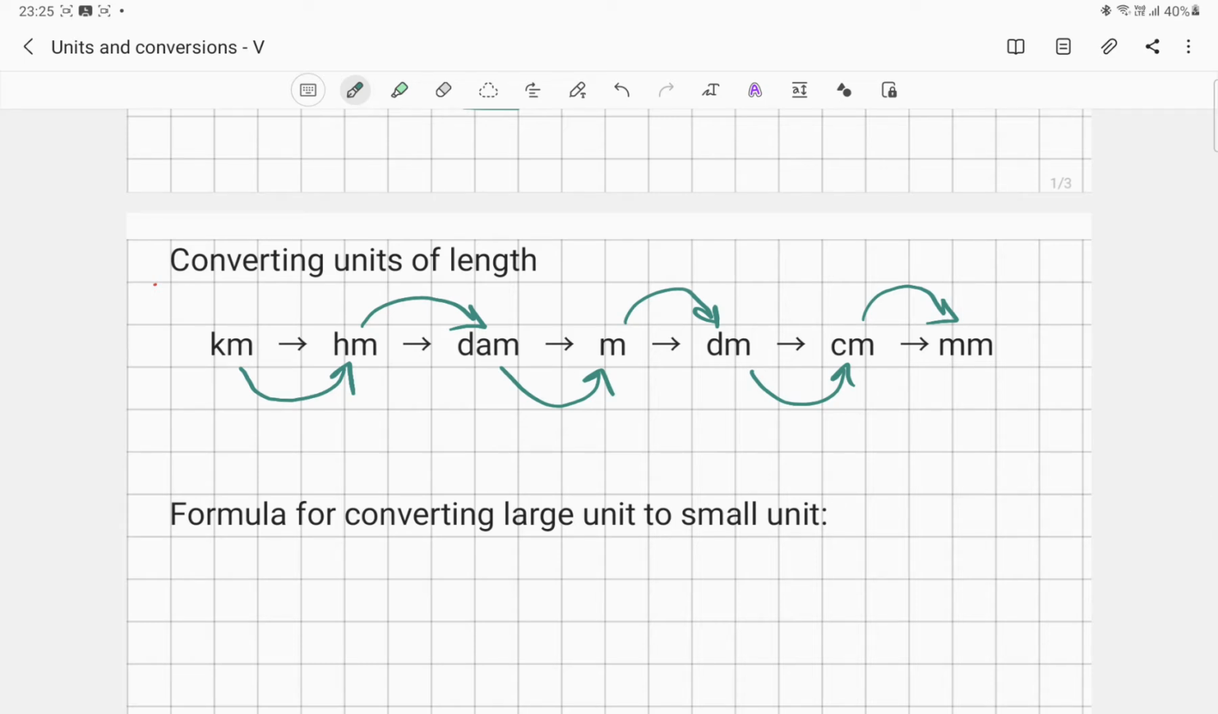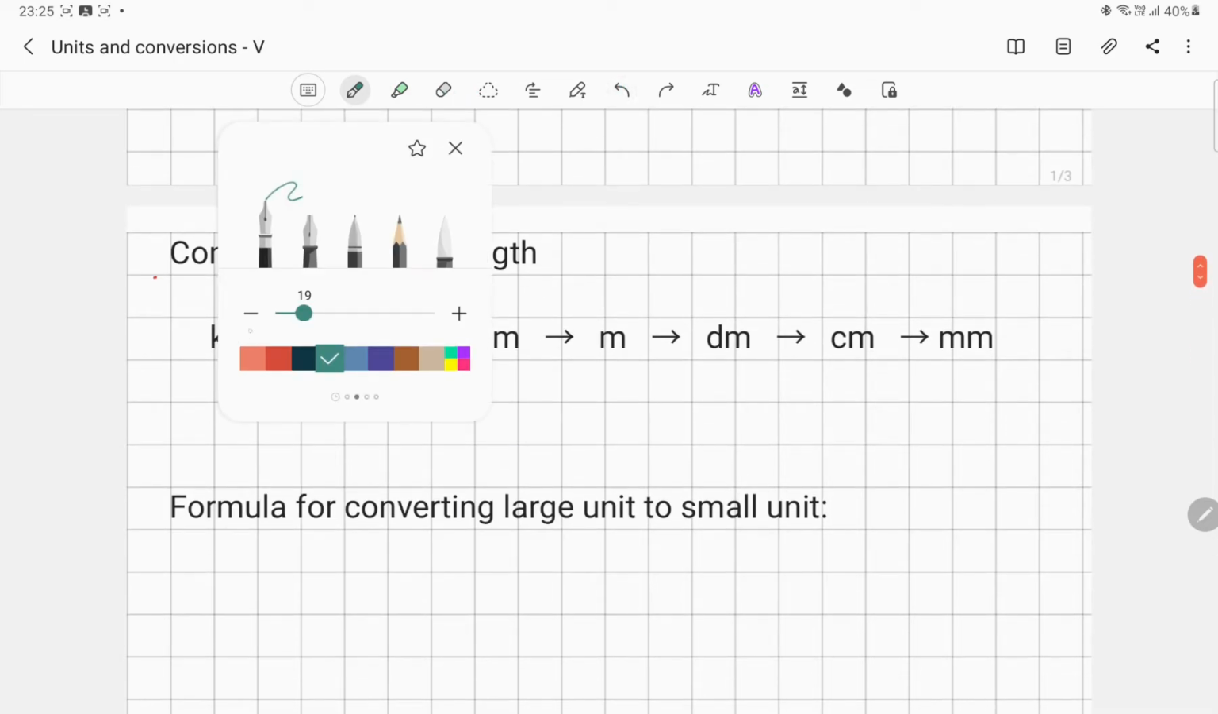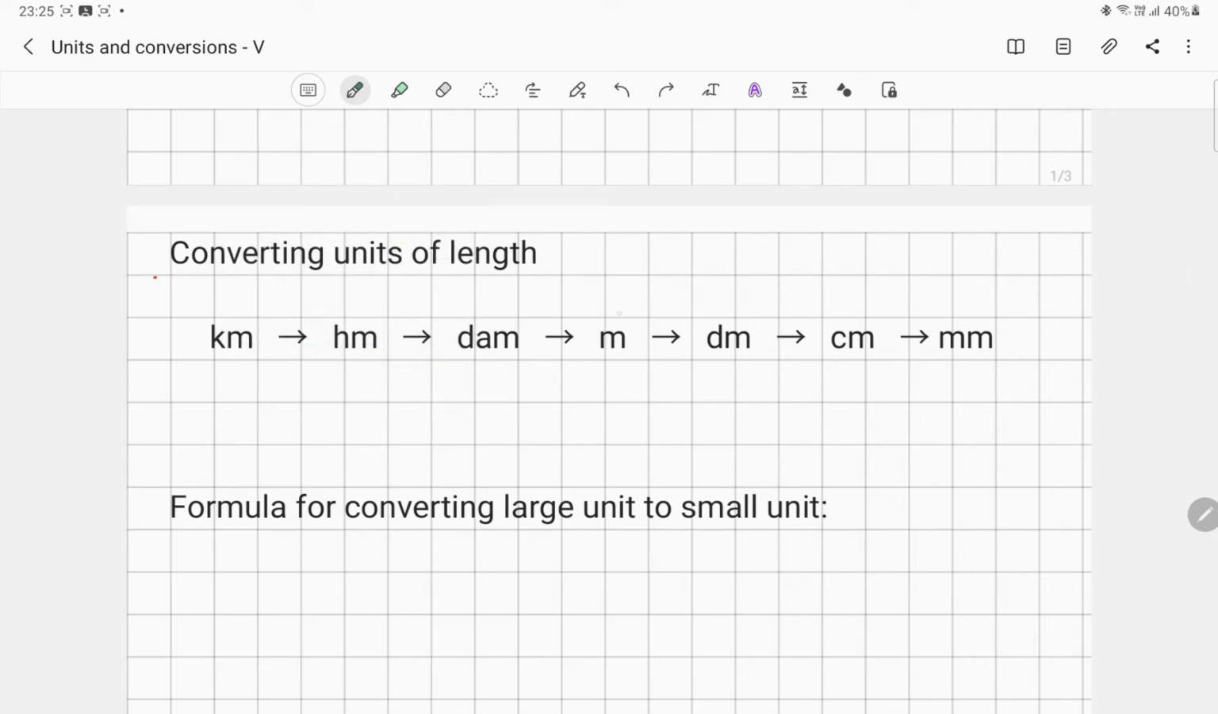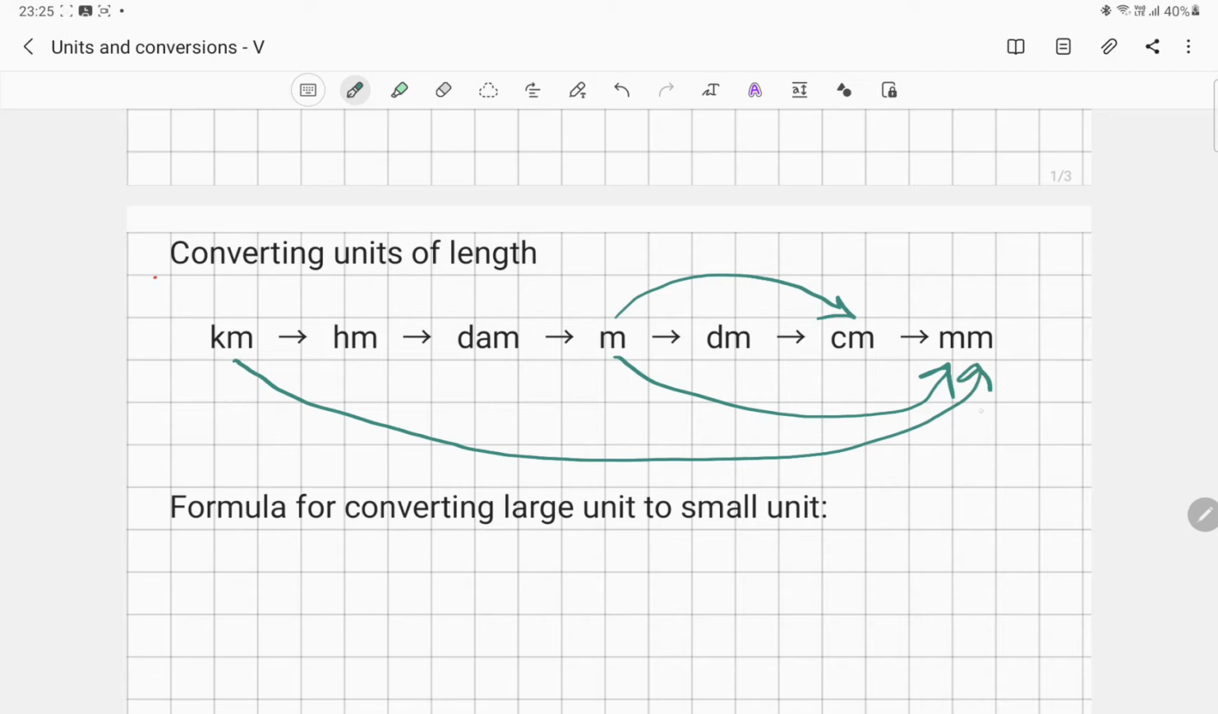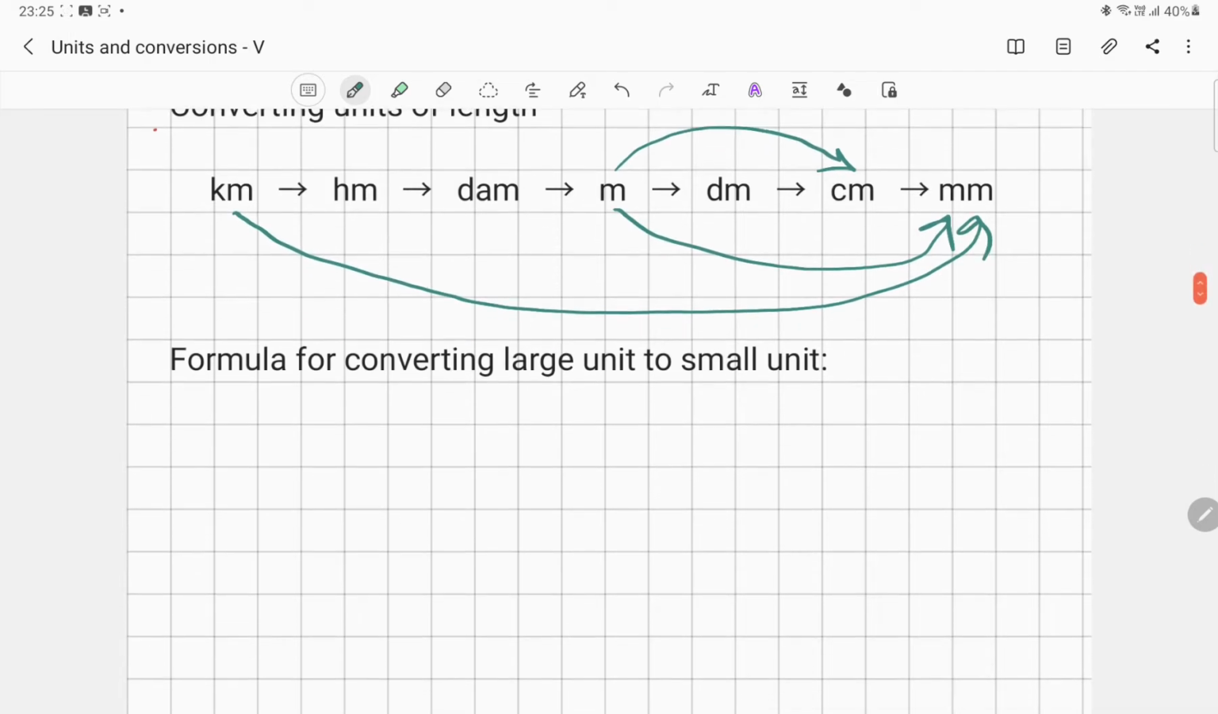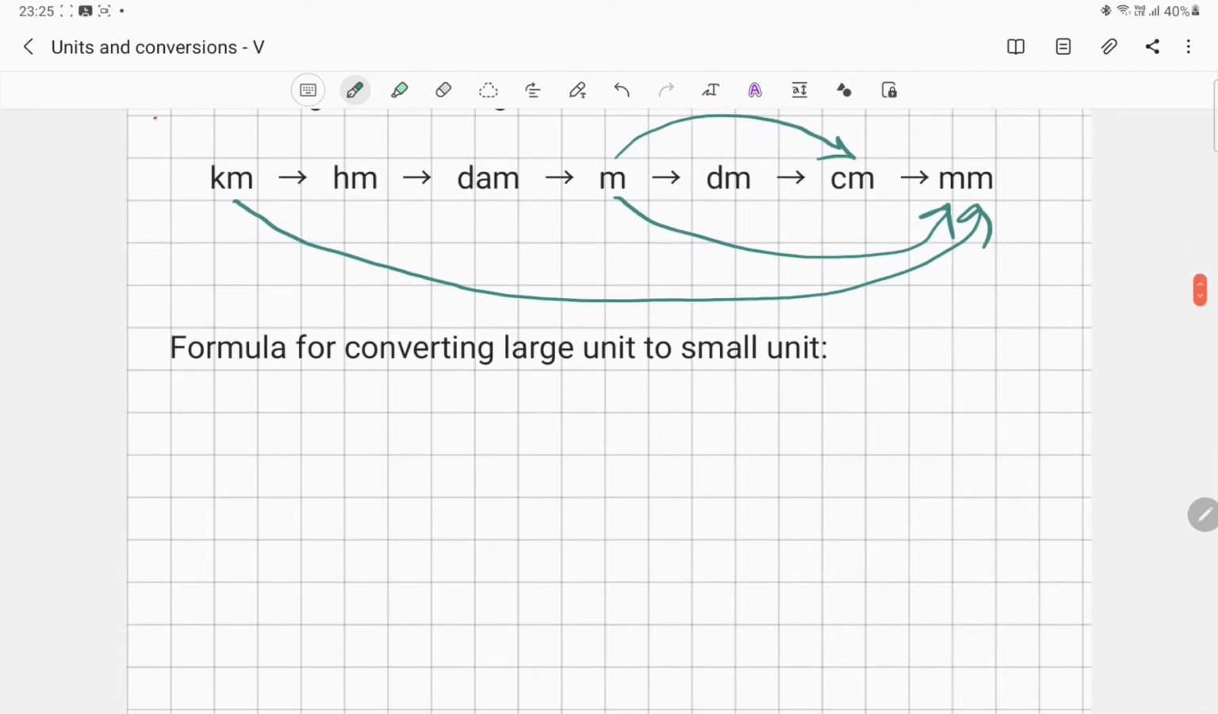Now, what if I ask you something more complex? And that complexity is, what if I ask you to convert, let's say, a meter into a centimeter? Or what if I ask you to convert a meter into a millimeter? Or, let's say the most complex one here, a kilometer into a millimeter? Isn't that going to be difficult? Well, it seems difficult, but it is not so difficult.